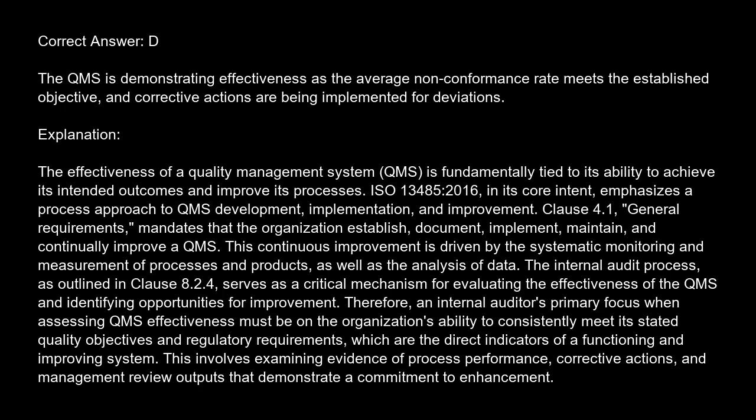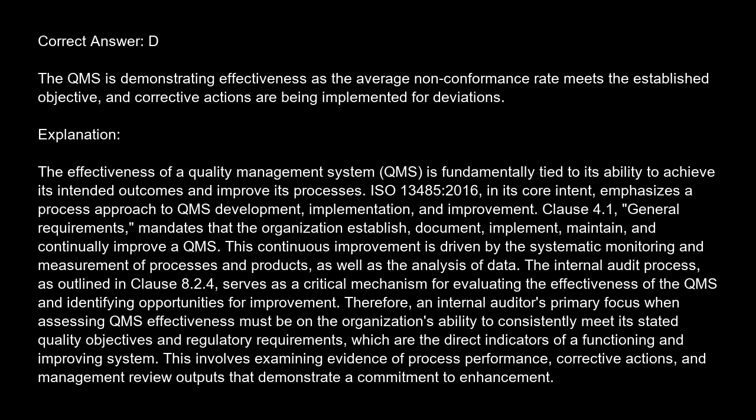Correct answer is D. The QMS is demonstrating effectiveness as the average nonconformance rate meets the established objective, and corrective actions are being implemented for deviations. Explanation: the effectiveness of a quality management system, QMS, is fundamentally tied to its ability to achieve its intended outcomes and improve its processes. ISO 13485:2016, in its core intent, emphasizes a process approach to QMS development, implementation, and improvement. Clause 4.1, General requirements, mandates that the organization establish, document, implement, maintain, and continually improve a QMS.